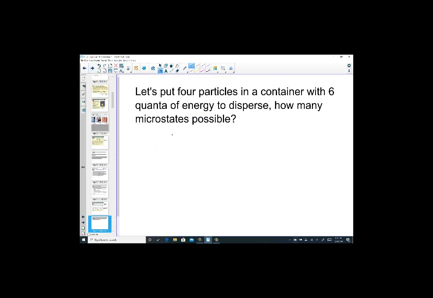So let's think about that. You're going to put 4 particles in a container. So let's say we have a particle that's color-coded black. Here's one that's purple. Here's one that's blue. And how about a red? 4 particles in a container with 6 quanta of energy to disperse. So, my goodness, you could put it 1, 2, 3, 4, 5, 6 all quanta of energy around the first particle. Keep thinking about that. How many microstates are possible?